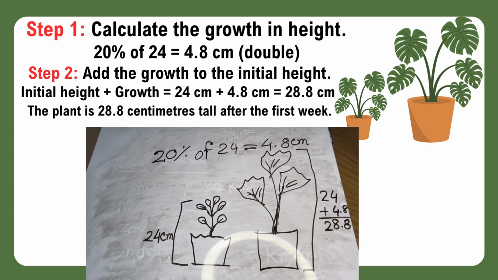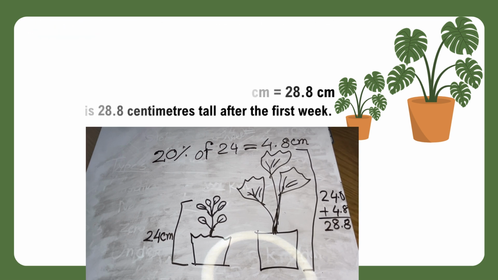So we need to figure out 20% of 24. That is 4.8 centimeters. That is the growth. So add the growth to the initial height. If we add together, we need to put the decimal point here, so it will be 28.8 centimeters tall after the first week.